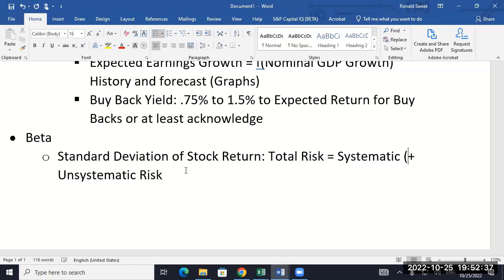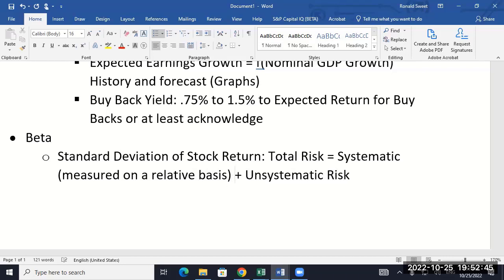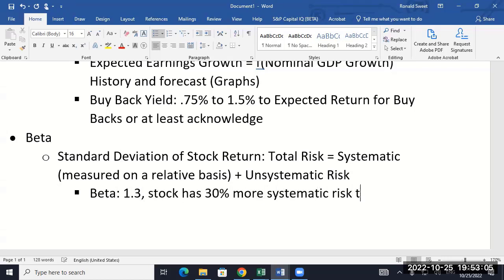Beta measures, in a relative way, systematic risk. It doesn't measure systematic risk. It doesn't say, hey, this stock has a beta of 1.3, so its systematic risk is 1.3. If you have a beta of 1.3, what do we say? The stock has 30% more systematic risk than the average stock. It's more cyclical, it's more susceptible to recessions. So it's a relative measure.